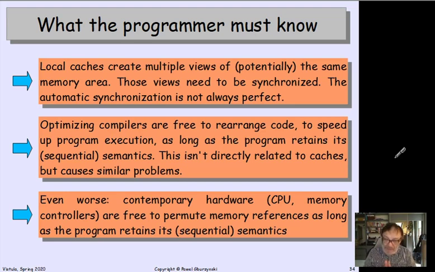Then the contemporary hardware is also allowed to optimize. For example, the CPU can execute instructions out of order if it sees that they are not dependent. It can come up with its favorite order of executing these instructions, such that the total amount of time needed to execute them is minimized, as long as the CPU thinks that it doesn't disturb the sequential semantics of the sequence of instructions. Then the memory controllers are even allowed to permute the order of memory references, and the order of fulfilling them, as long as they think that the sequential semantics of the sequence of references is okay.